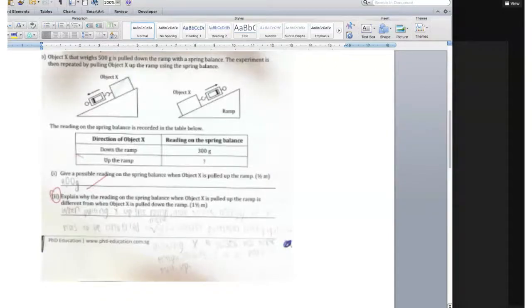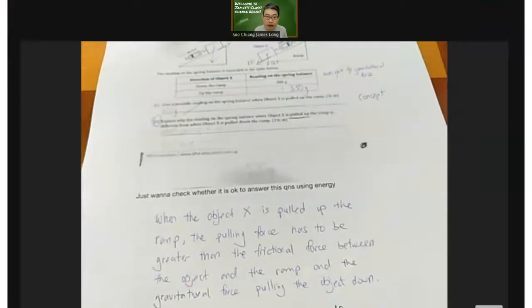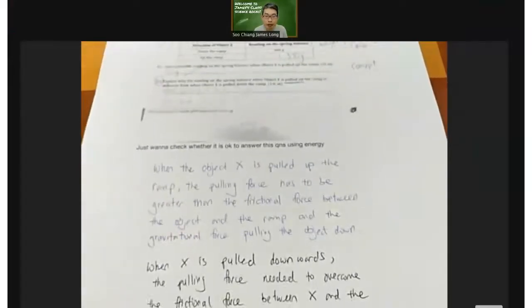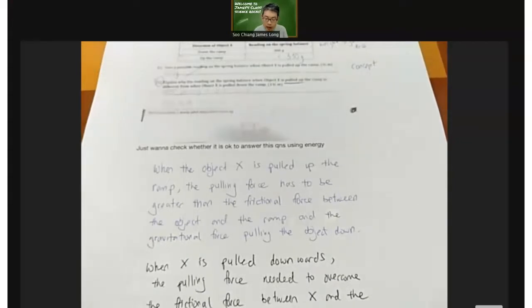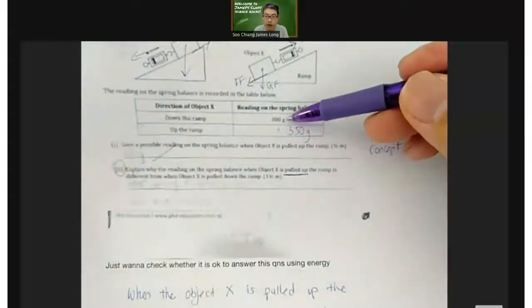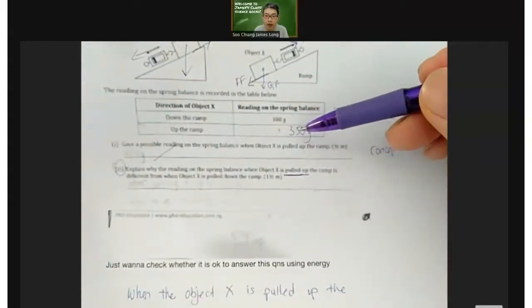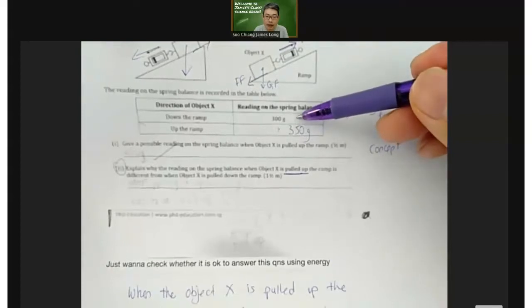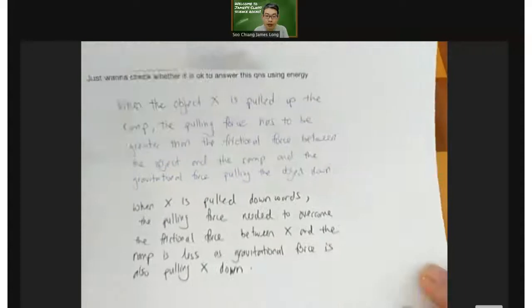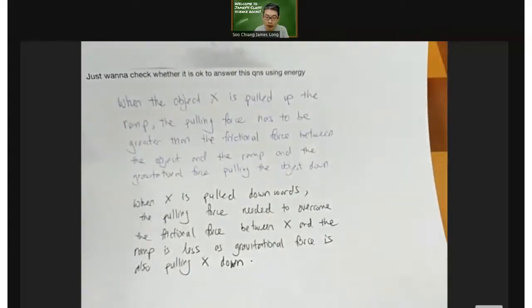So how I will answer this in terms of what the question requires is this. Alright, we are asked to explain what is the difference between the reading of the spring balance. Why is this figure smaller than this? Or why is this figure greater than this? So it's easier to explain in terms of forces. So these are two parts to make a complete answer.